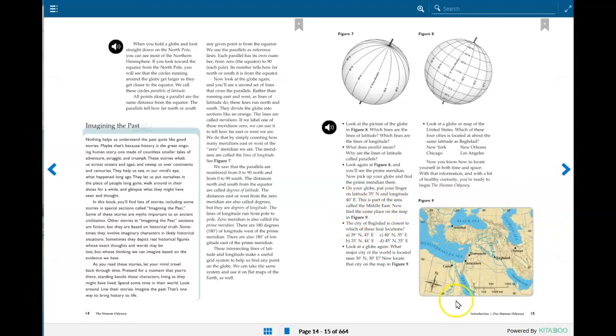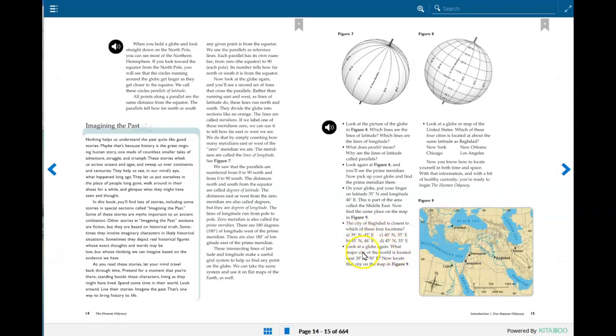So if you look at Figure 9, you can see the same place on the map. Okay, the Middle East is right in here. And then we're going to do these in class too. The city of Baghdad is closest to which of these 4 locations? Okay, so Baghdad, if you look, is at about 33 degrees north of the equator. And then east, it's about 45 almost. Okay, 44. So this is the closest one.